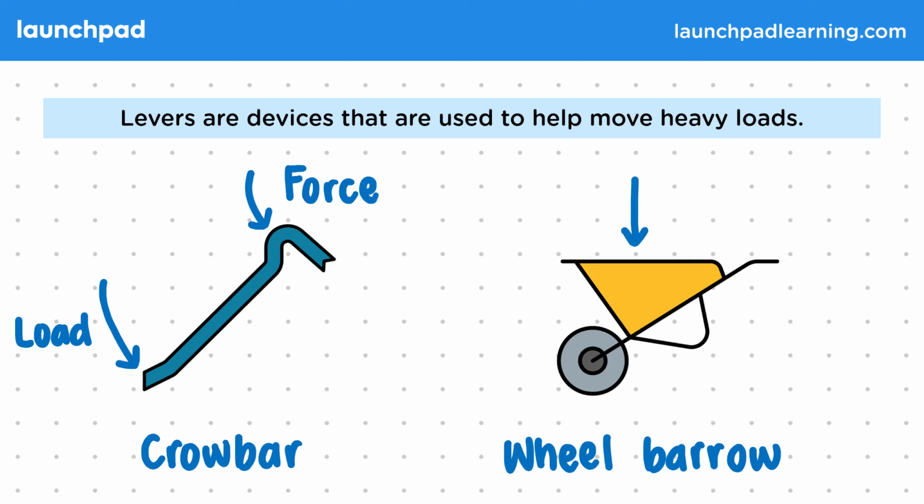A wheelbarrow is another good example of a lever, and it's used to lift heavy loads. The wheelbarrow has a large load in the basket and then a pivot point at the wheel, so a small force can be applied at the handles. So levers are used to overcome heavy loads with small forces.